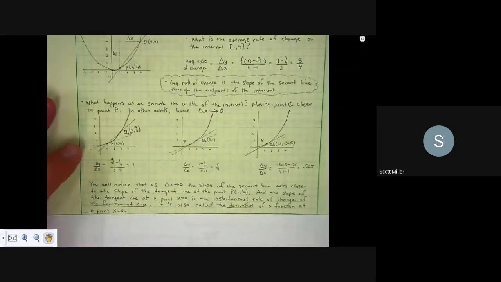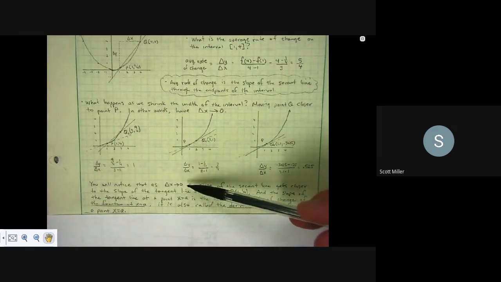But everything I just said right here. So down here, you'll notice that as the delta x gets closer to 0, the slope of the secant line gets closer to the slope of the tangent line at point 1 and 1/4. And the slope of the tangent line at a generic point, x equals a, is the instantaneous rate of change of the function at a. It is also called the derivative of a function at point a.